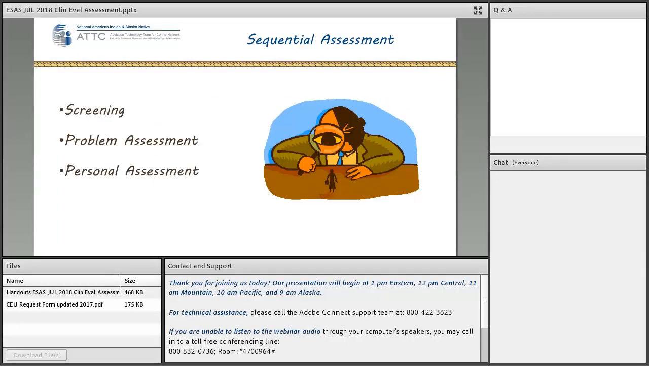Okay, the screening, problem assessment, and the personal assessment. So screening is a process of evaluating the possible presence of a particular problem. This outcome is normally gathered by a simple yes or no during the screening process. The assessment, on the other hand, is a process of defining that issue, determining a diagnosis, developing specific recommendations, and an individualized treatment plan to address the issues or diagnosis.